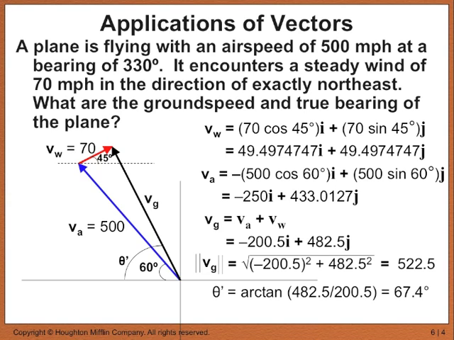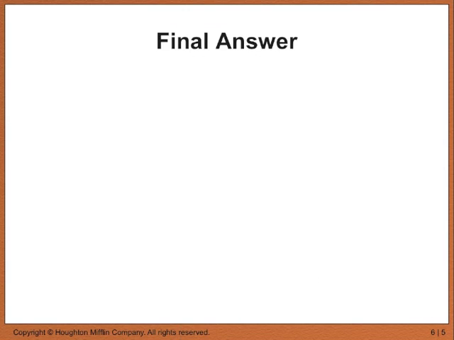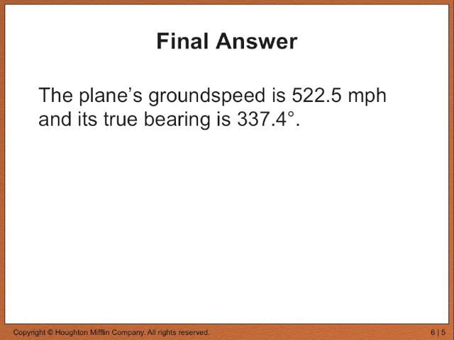So 482.5, that's our opposite. 200.5 is our adjacent, opposite over adjacent. The arctan of that is 67.4 degrees. Final step, the bearing equals 270 degrees plus 67.4 degrees, and that is 337.4 degrees, which is the angle clockwise from north, or in other words, the true bearing of vector V sub g. Final answer, writing it out in a sentence, the plane's ground speed is 522.5 miles per hour, and its true bearing is 337.4 degrees.